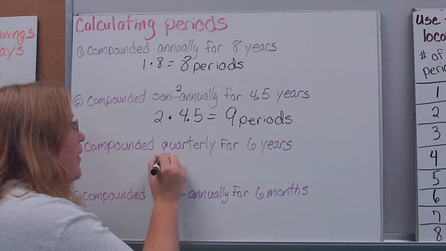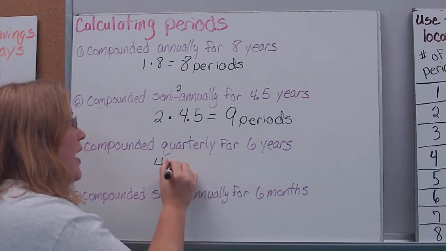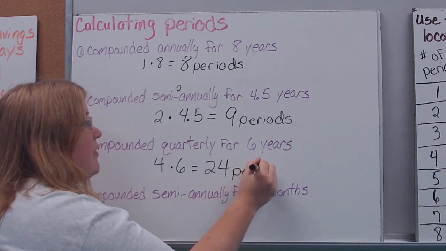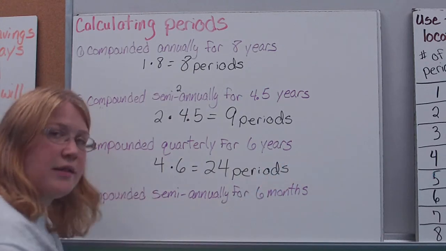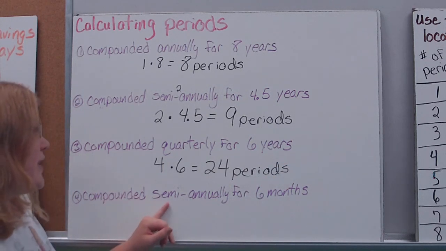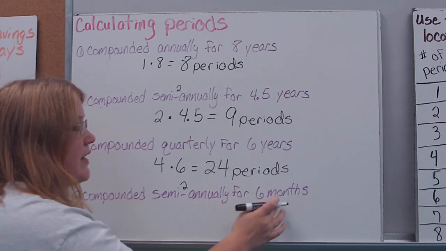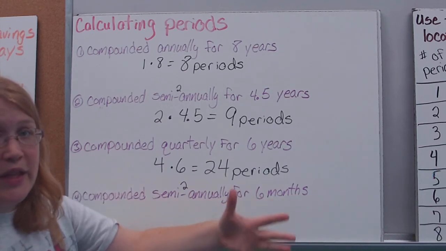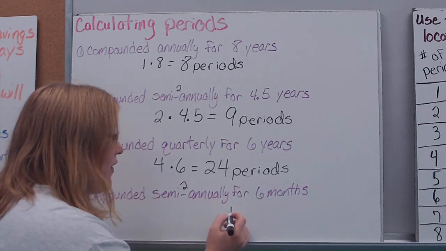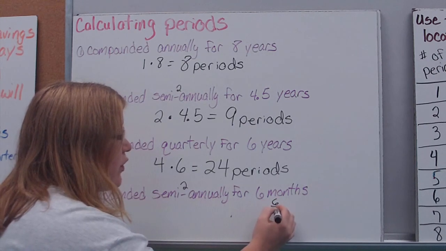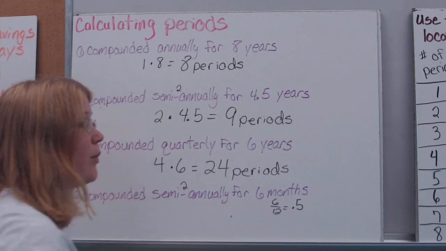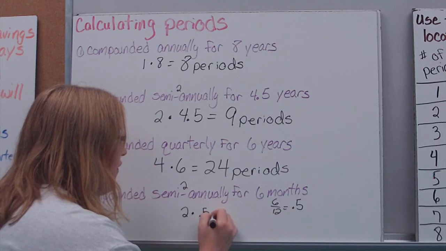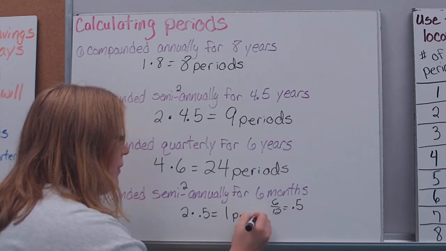Compounded quarterly. Quarterly means 4 times a year. I multiply that by the number of years. This is going to be 24 periods for which we are compounding interest. Okay? The last one, compounded semi-annually, which is twice a year for 6 months. This says months. We can't multiply it by 6. We want to deal with years. So 6 months is half of a year, or we could write it as 6 over 12. I like to write it in its decimal form, 0.5, 1/2. That's half a year. So I want 2 times half, which is actually only 1 period.